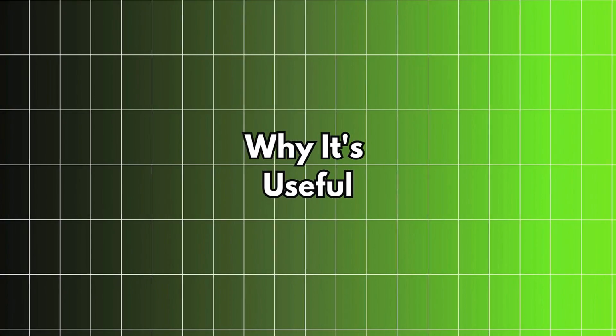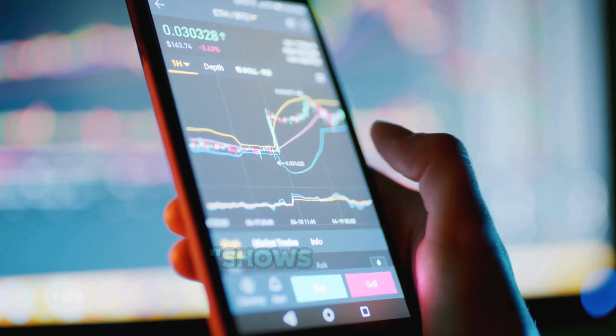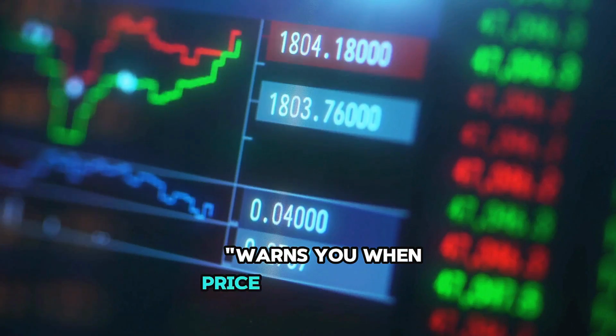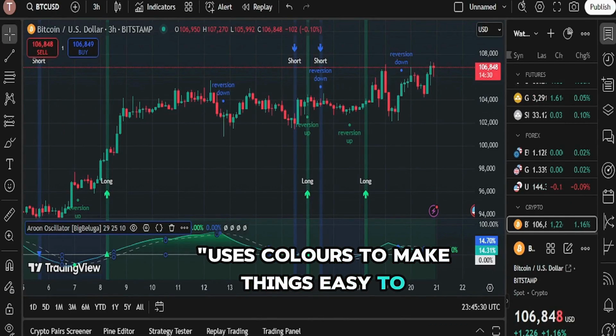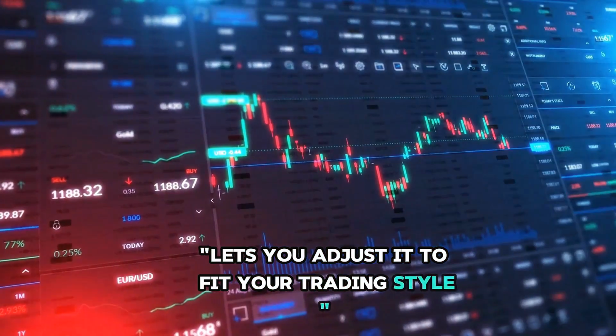Why it's useful. This TradingView tool is helpful because it shows clear buy and sell signals, warns you when price direction might change, uses colors to make things easy to understand, lets you adjust it to fit your trading style.